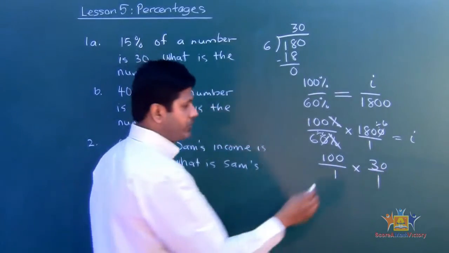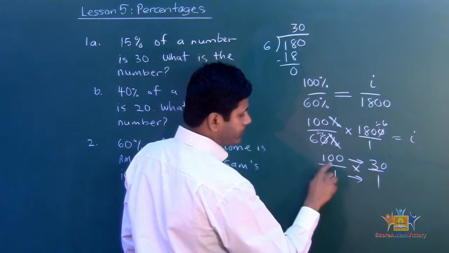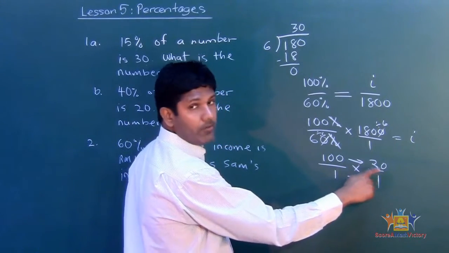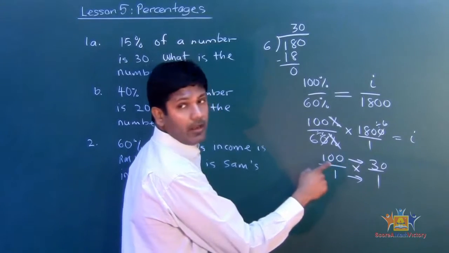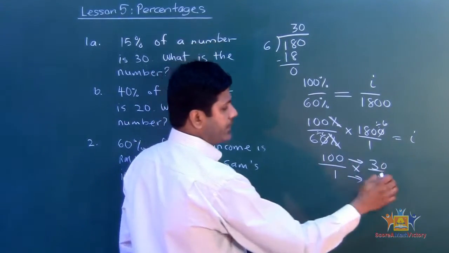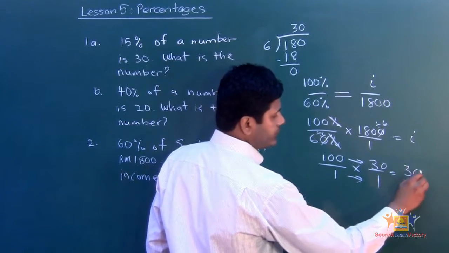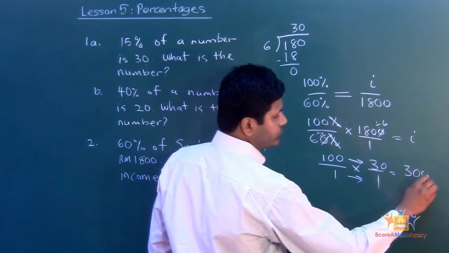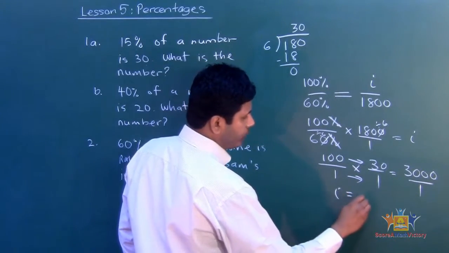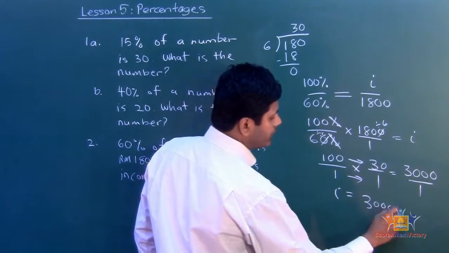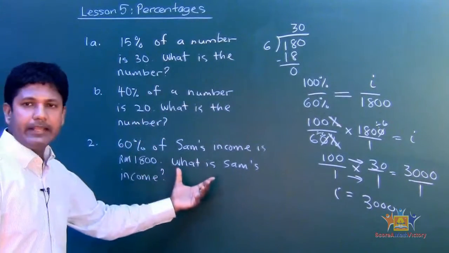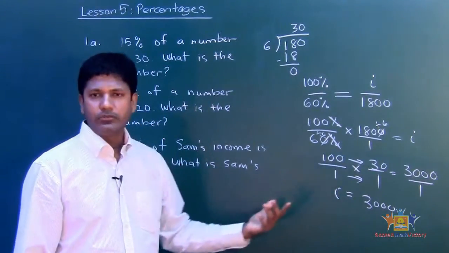So now we use the double arrow method. 100 times 30. Whenever you multiply a round number with another like 100 or 1,000, just take those 2 zeros and put them behind it. So it becomes 30, and then you just add 2 more 0s behind it, over 1. So that means I equals 3,000. So Sam's total income is 3,000 ringgits.